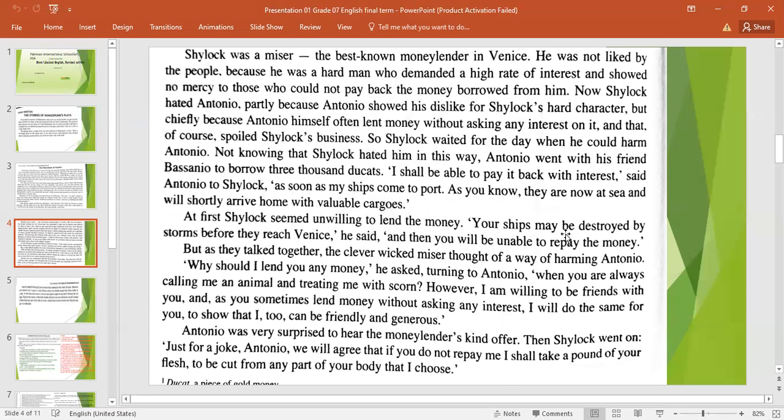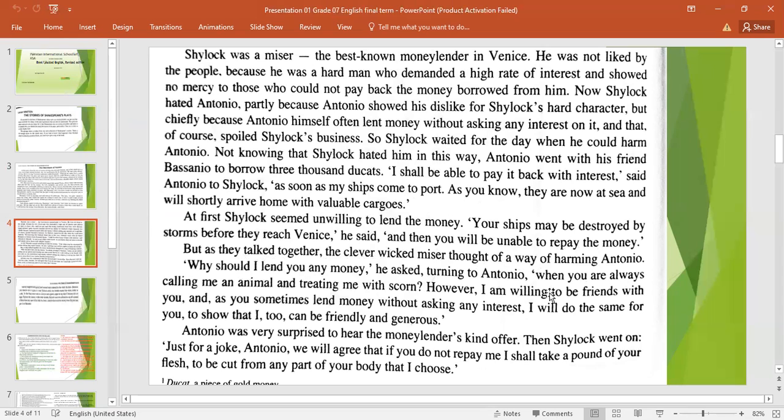Your ships may be destroyed by storm before they reach Venice, he said, and then you will be unable to repay the money. But as they talked together, the clever wicked miser thought of a way of harming Antonio. Why should I lend you any money? He asked, turning to Antonio.